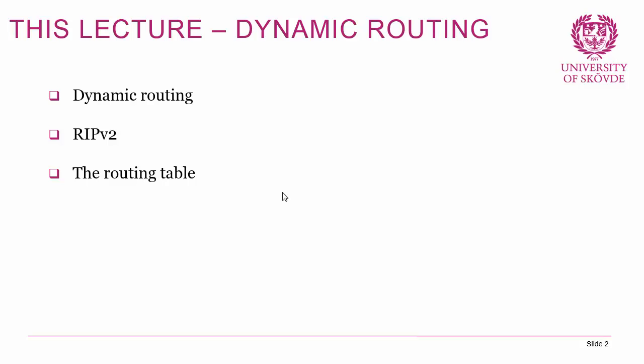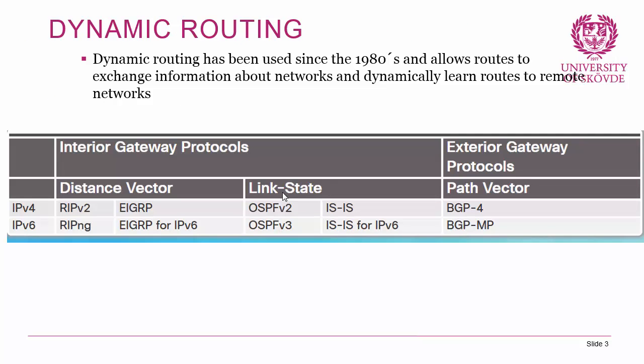Then we're also going to dig deep into the routing table, and remember to stop and do the practicals. So, starting with dynamic routing, it's been in use since the 1980s and it allows routers to exchange information about networks and dynamically learn routes to remote networks. There are some pros of this that we're going to discover, including that the configuration is much easier for large networks and routers are able to adapt to changes in the topology, such as when a link fails.